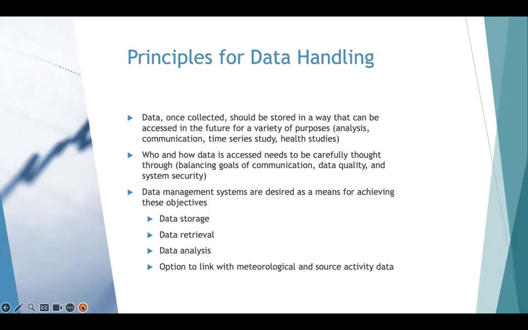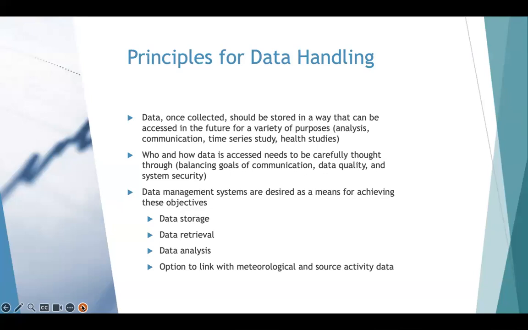If we consider a variety of purposes, we may have to analyze these data. We may have to communicate a few data, and there are also time series studies ongoing these days. And for health studies too, for every one of these perspectives and purposes, if we collect some data, whether you think it may be related or not, we have to store all this data for future purposes.